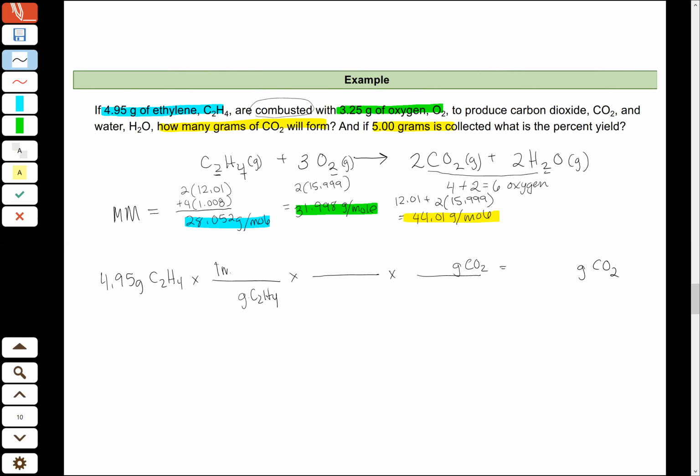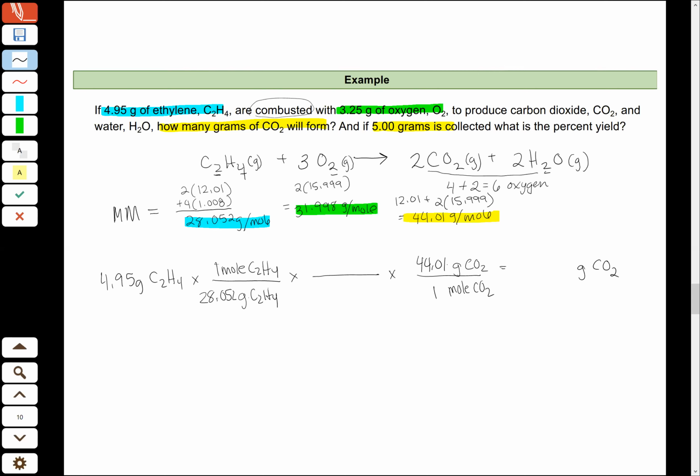So in 1 mole of C2H4, I have 28.052 grams of C2H4. Same thing with the CO2. This is the molar mass if it has grams in the units. So I need to use that molar mass conversion factor. That'll be grams per mole of CO2. And in every 1 mole of CO2, I'll end up having 44.01 grams.